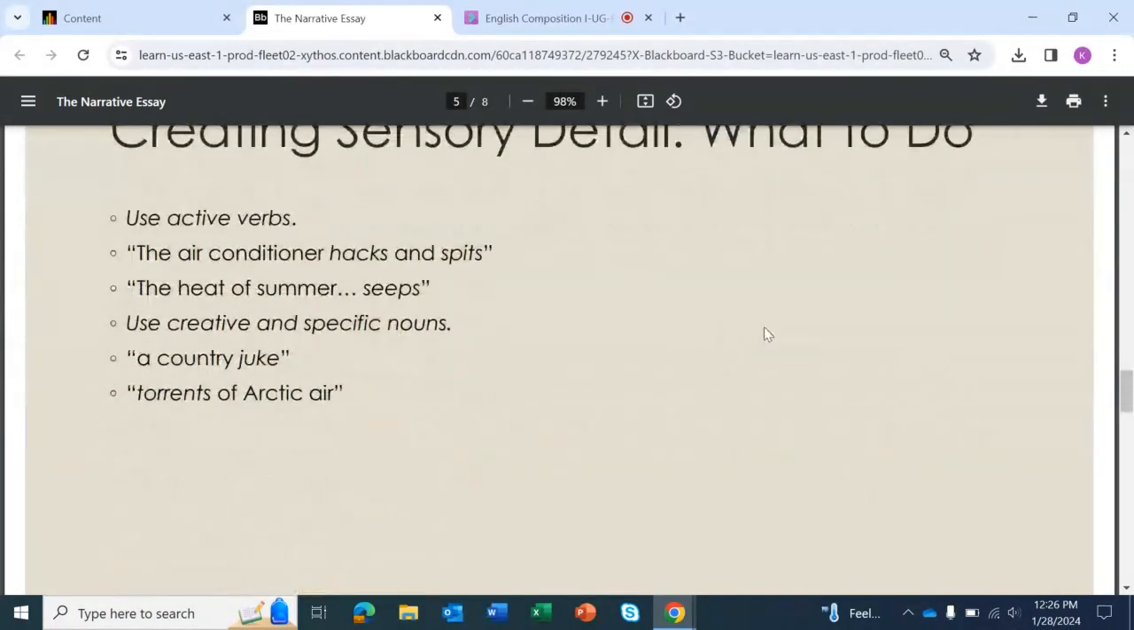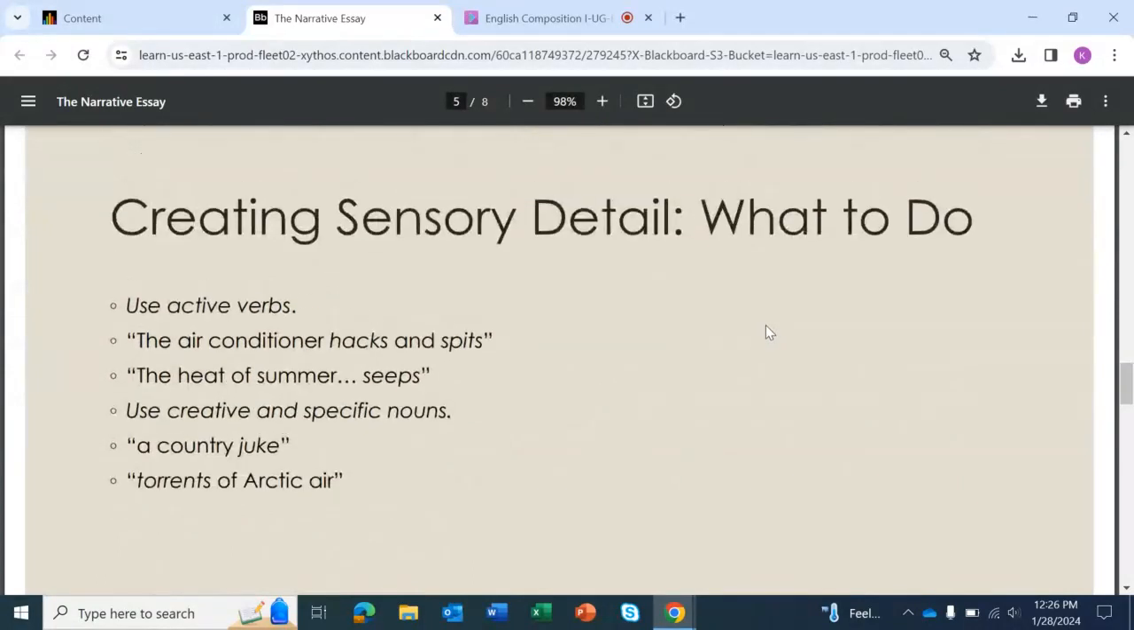So what can we learn from these 3 sentences in terms of how sensory detail is created? First of all, you use active verbs. The verb is the most powerful word in the sentence, so you want to focus on that verb. You want to get as much mileage out of that verb as you can. The air conditioner hacks and spits. You can almost hear that air conditioner, right? And the heat of summer can't be kept at bay. It seeps around the splintered door jambs.